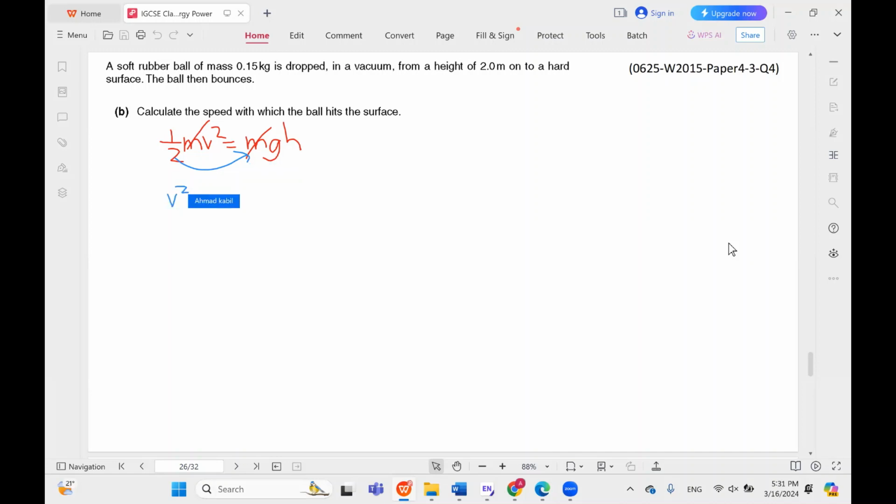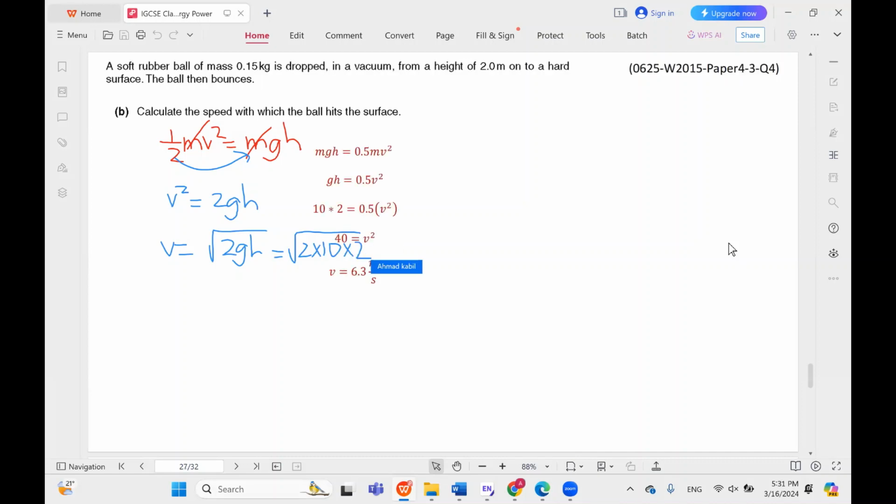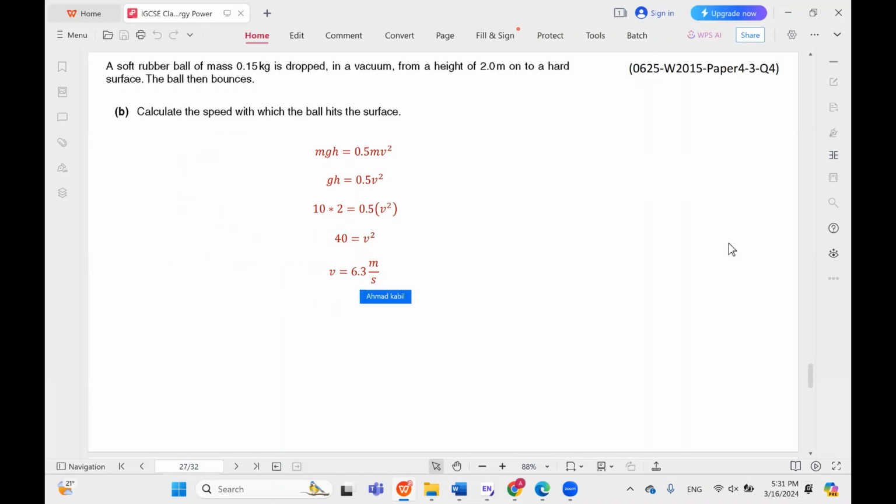So you get v squared equals 2gh. So therefore, v equals root of 2gh. And you can simply plug in the values here. So it's root of 2 multiplied by 10 multiplied by 2, and that will give you the answer. Let's look at the model answer here. Of course, this is the same as root of 40. And if you get root of 40 on the calculator, you're going to get 6.3, which is the same answer here.